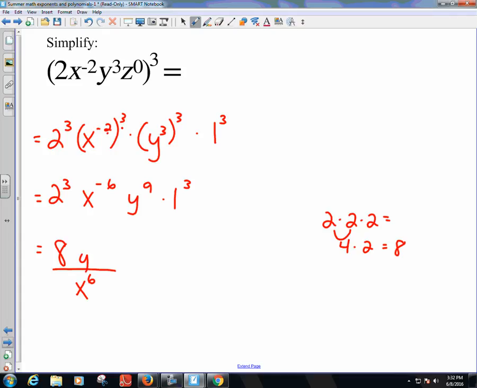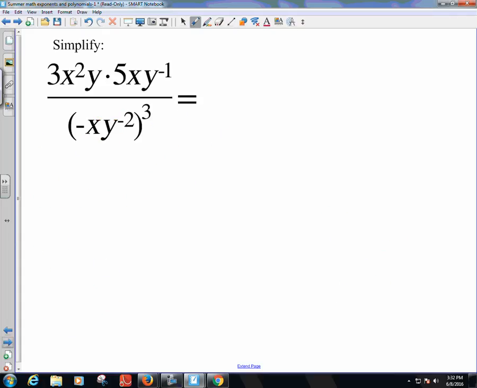Well, there's nothing I have to do to that. And then 1 to the 3rd. Well, 1 to the 3rd is the same as 1 times 1 times 1. And 1 times 1 is 1. 1 times 1 is 1. So this is 1. Do I need to write that? The cool kids don't. So your final answer is 8y to the 9th over x to the 6th. That is your final answer for this problem.